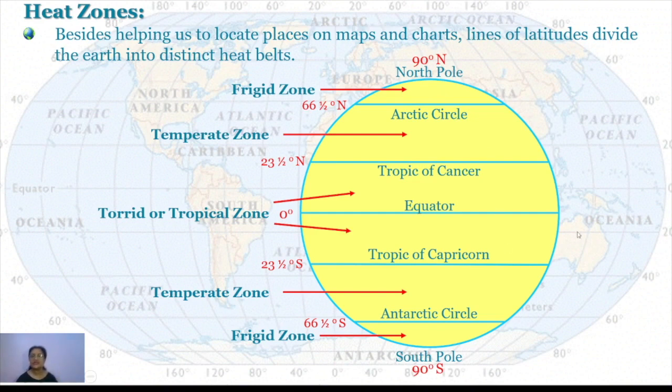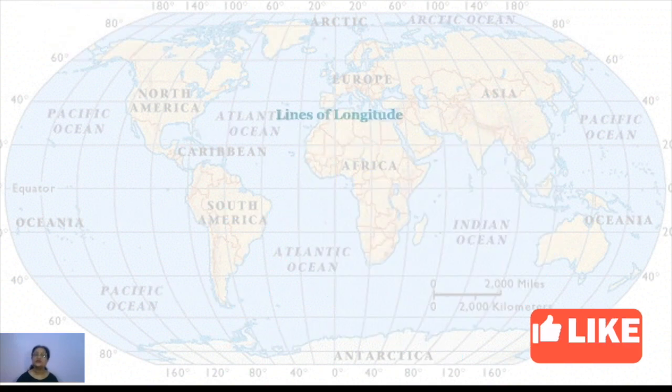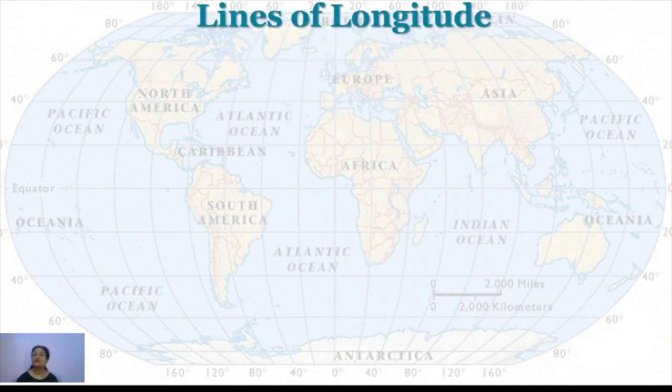So this is how we can get some idea about the climate or the temperature conditions of any region, if we know where that place lies, in which zone it lies. So this is the importance of heat zones. Now the next thing is about the lines of longitude. Let's discuss another set of lines, that is, lines of longitude.